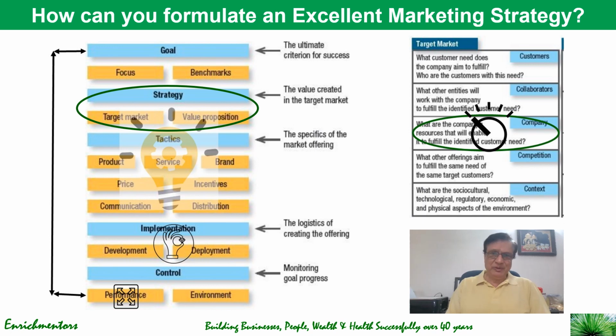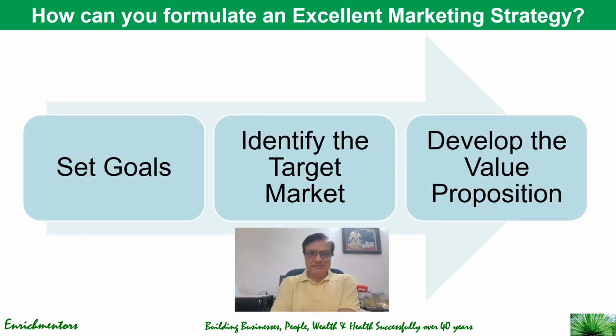So with that recap of the excellent marketing strategy, how can you formulate the first part of the strategy? Forget about the tactics right now. We will take that up later on. Any thoughts on that? Okay, so it's a three-step process because if we are looking at an excellent marketing strategy, we need to obviously set goals. Any strategy, including a marketing strategy, needs to work towards achieving certain goals. So the first step for this excellent marketing strategy formulation will be to set goals.